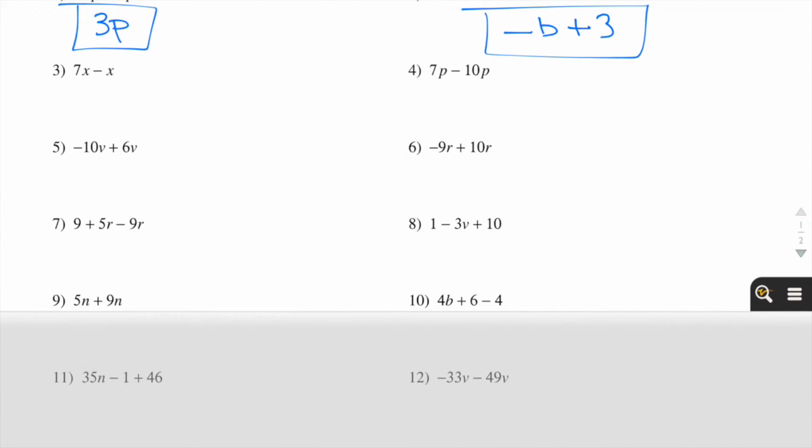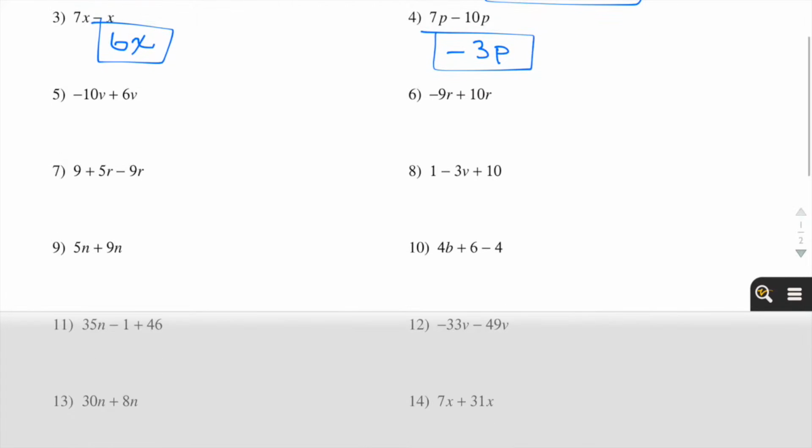Okay, number 3. 7x minus x. We end up getting 6x. Number 4. 7p minus 10p. So again, they have the same variables, so we can combine them. 7 minus 10 gives us negative 3, and then don't forget the variable p. Number 5. Negative 10v plus 6v. Just add the numbers. Negative 10 plus 6, we get a negative 4v for our common variable. Number 6. Negative 9r plus 10r gives us a positive 1r, which is the same as just writing r.